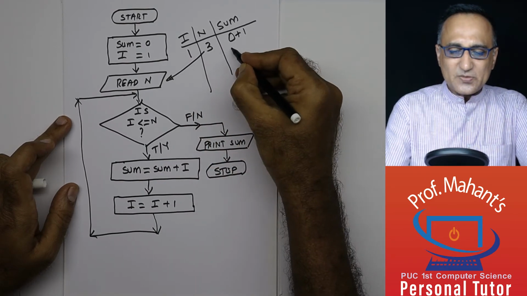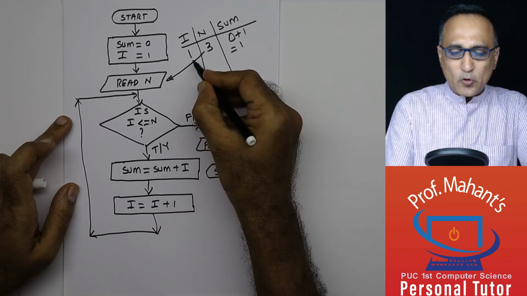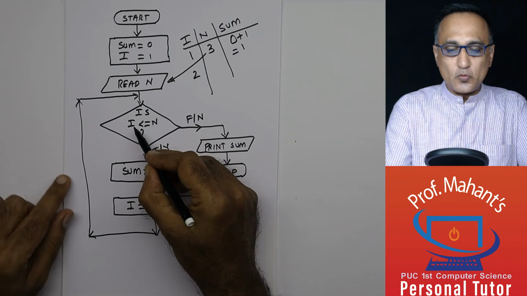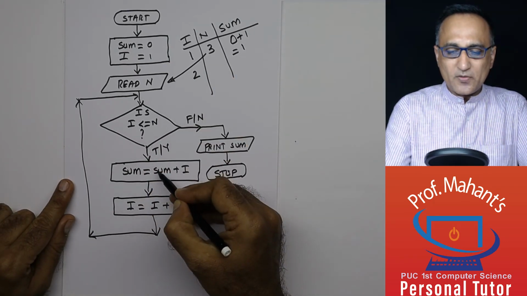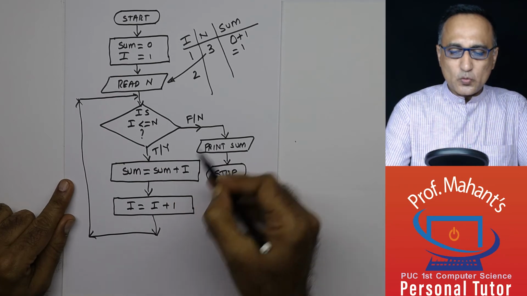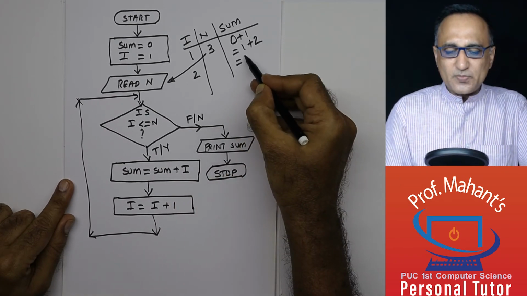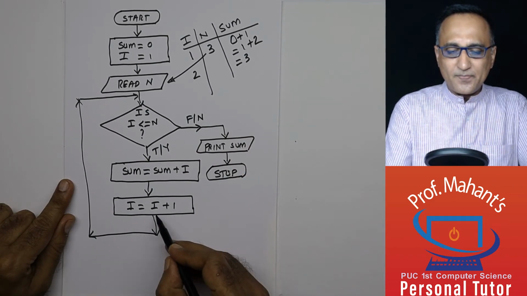I is increased by 1, so I becomes 1 plus 1, I becomes 2. I go back here. Is 2 less than or equal to 3? It is true. So I am coming here. Sum is sum plus I. The old value of sum is 1. 1 plus 2. Sum is now equal to 3. I should be increased by 1. From 2 it becomes 3 and it goes back here.